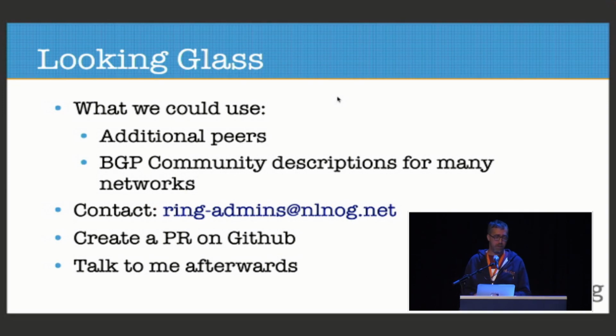What could we use? Additional BGP peers and community descriptions. If you don't know how to send a pull request or how to create the file we need, feel free to send me a PDF or a text file with, well, this is it, go figure it out, and I'll arrange it. Contact for setting up this stuff: ringadmins@nlnog.net. Create a PR on our GitHub repository, or feel free to talk to me.